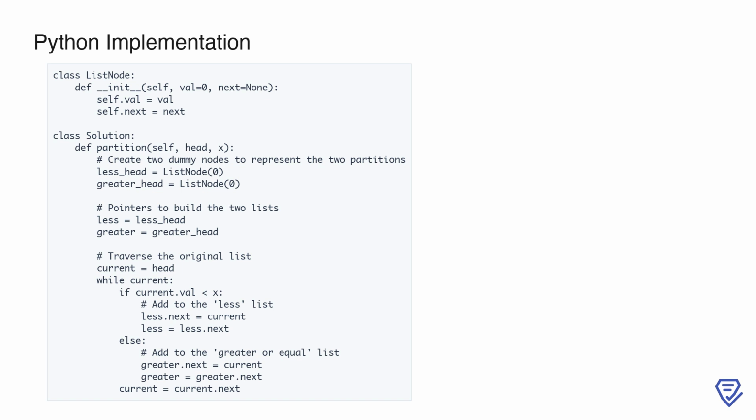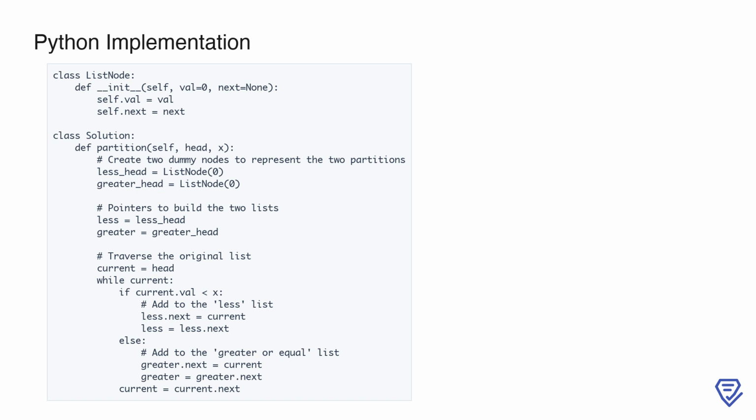The goal is to rearrange the list so that all nodes with values less than x come before nodes with values greater than or equal to x, while preserving the original relative order of nodes in each group. To achieve this, we create two dummy nodes, less_head and greater_head. These will act as the starting points for two separate lists, one for nodes with values less than x and another for nodes with values greater than or equal to x. We also initialize less and greater pointers to help build these lists.